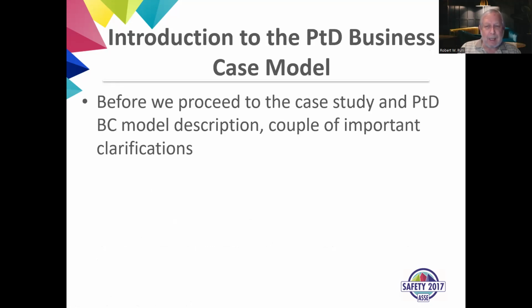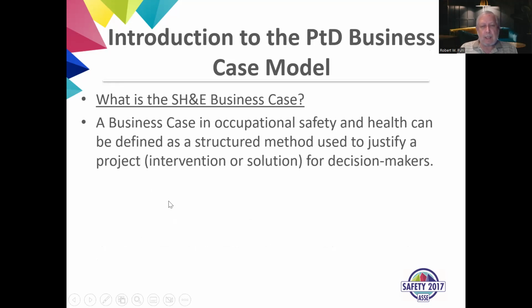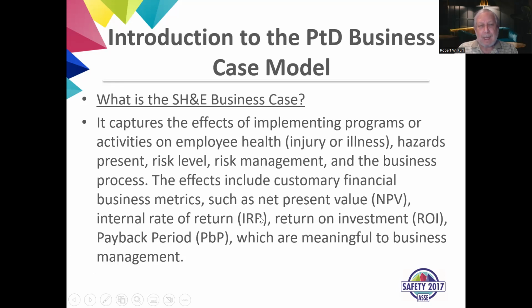Before we proceed to the case study and PTD BC model description, a couple of important clarifications. What is the SH&E, Safe, Healthy, and Environmental, business case? A business case in occupational safety and health can be defined as a structured method used to justify a project, intervention, or solution for decision makers. It captures the effects of implementing programs or activities on employee health, injury or illness, hazards present, risk level, risk management, and the business process. The effects include customary financial business metrics such as net present value, internal rate of return, return on investment, and payback period, which are meaningful to business management.